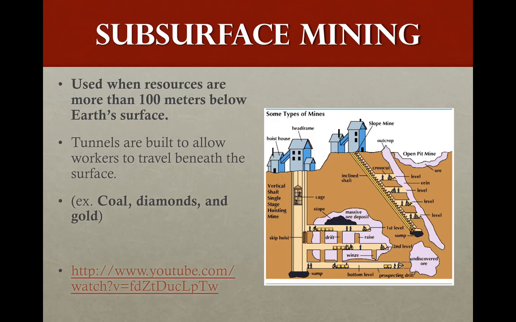So to start off with subsurface mining, add a little more to the notes you wrote about that. Subsurface mining happens when the thing we're trying to get to, the fancy metals, are more than 100 meters below the Earth's surface. So we need to dig below the ground. And that picture to the right is a really good example of what we do. We build tunnels underground, and people go in and try to dig out the ores.